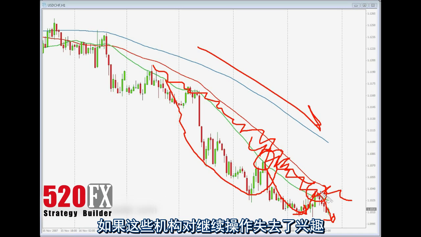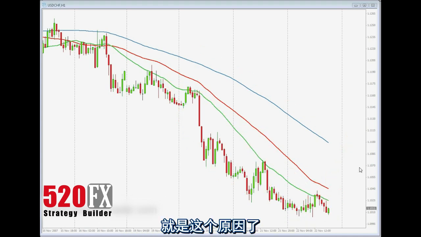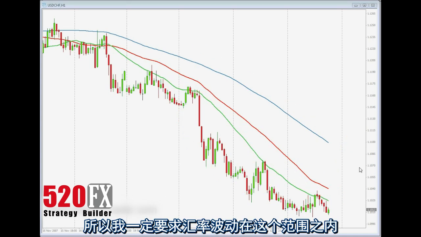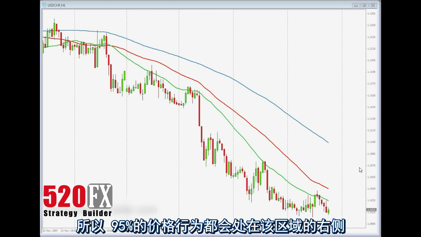Otherwise, if the institutional players have lost interest in this chart, in this currency pair, price on the other hand will continue moving up. So that's basically the reason why I like to keep an area on the dynamic area of support and resistance. It's a decision-taking area, an area where if the trend is to survive, most of the swings should spring off that area. They should be created off that area, and therefore 95% of the price action will be contained at the right side of that area.